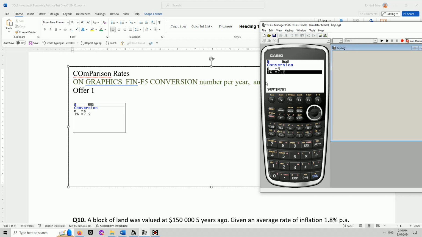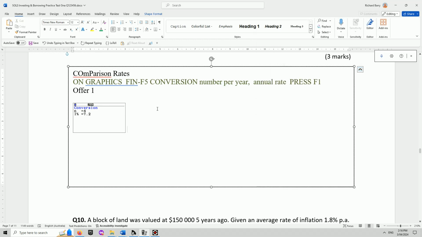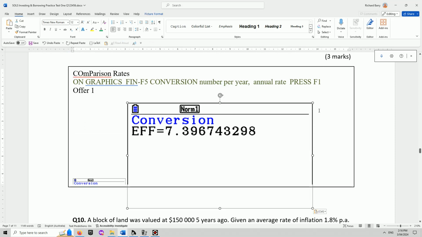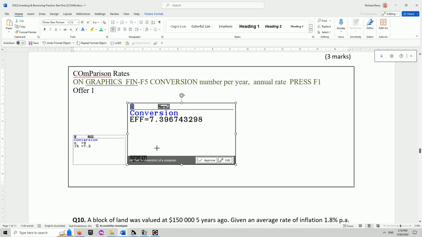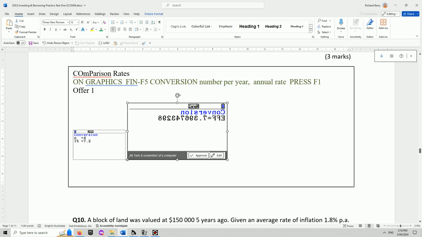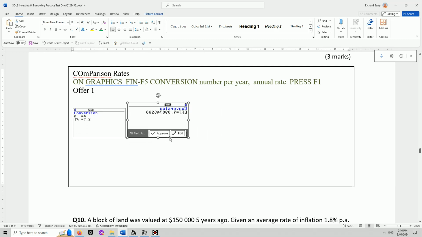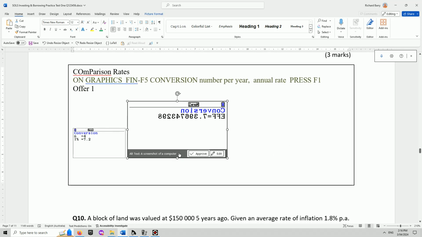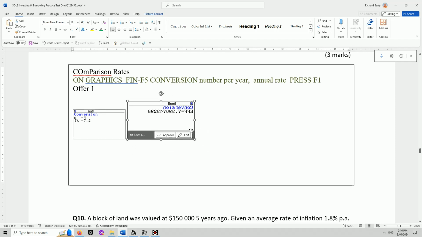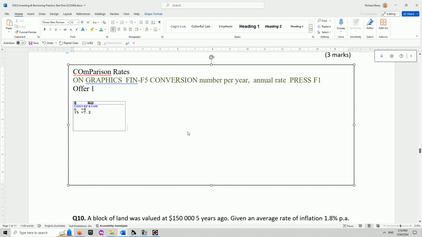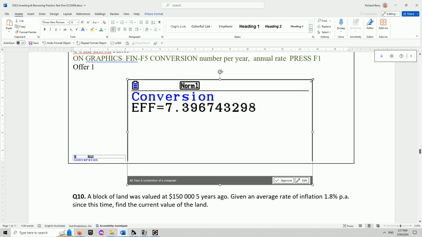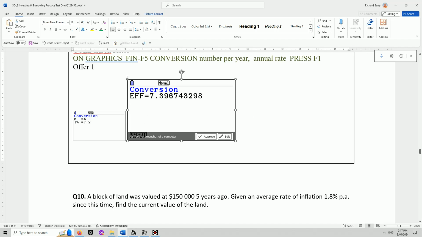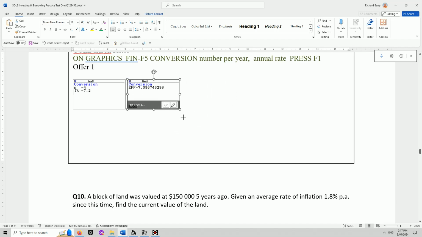Okay, enter. And so, how do we get our number? It's effective rate, F1, 7.3. So, if it's an investment, more interest is better. If it's a loan, less interest is better. So that's offer one.